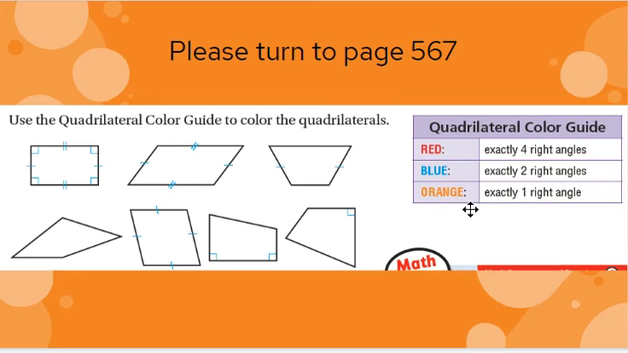And let's see what we have left is orange. If we have any shapes that have just exactly 1 right angle, go ahead and color those orange. And it's okay if it's just 1 or 2. Go ahead and pause if you need more time.